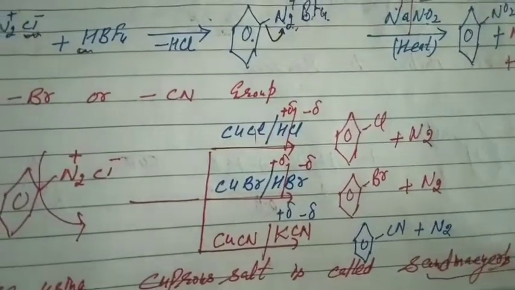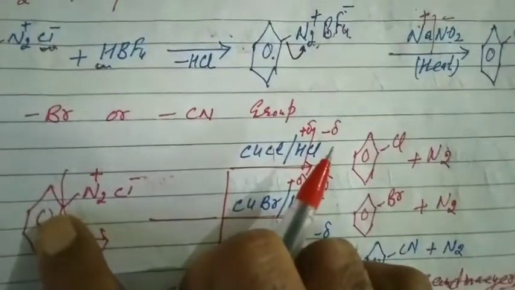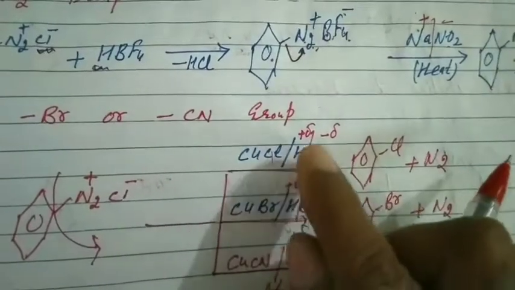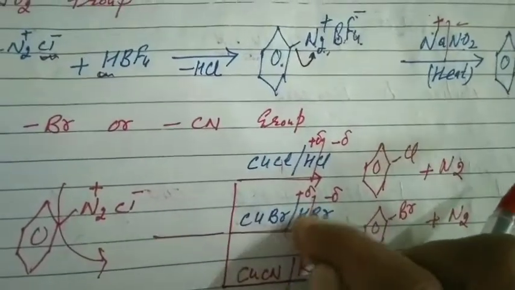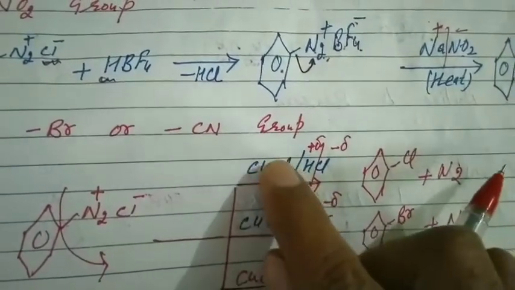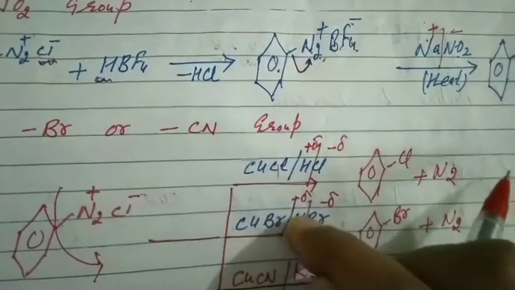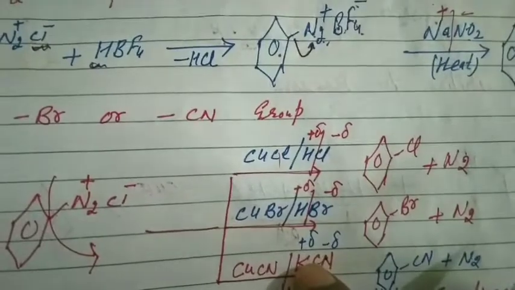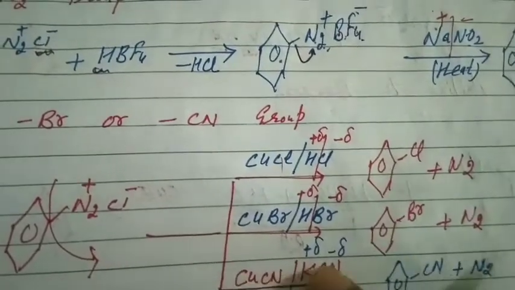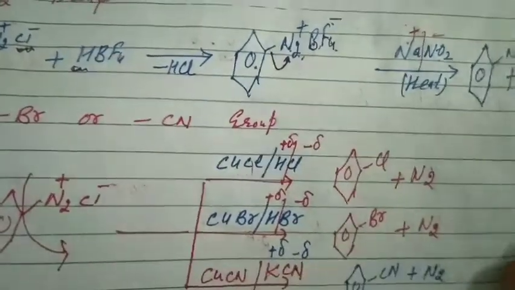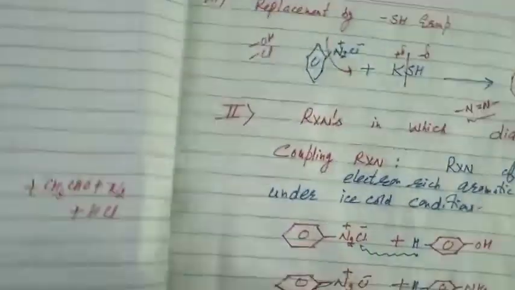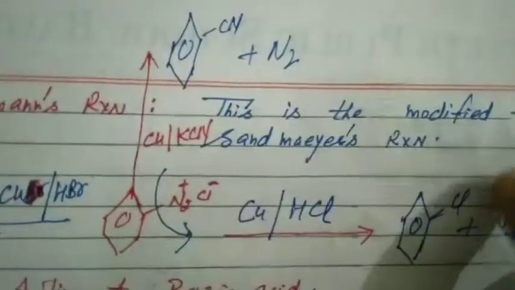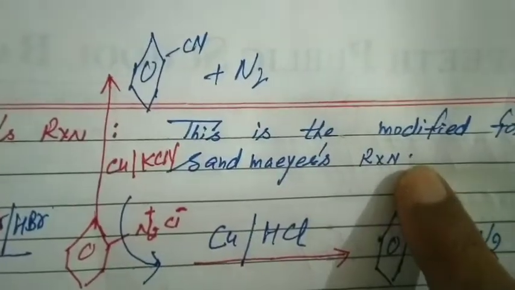What is Sandmeyer's reaction? It is the reaction of diazonium salt with cuprous halide in the presence of the corresponding acid. As cuprous salt we use cuprous chloride or cuprous bromide in HCl or HBr. The anion part will replace the diazonium group. Cuprous cyanide in KCN is also Sandmeyer's reaction. After this, next is Gattermann's reaction. Students, Gattermann's reaction is a modified form of Sandmeyer's reaction.